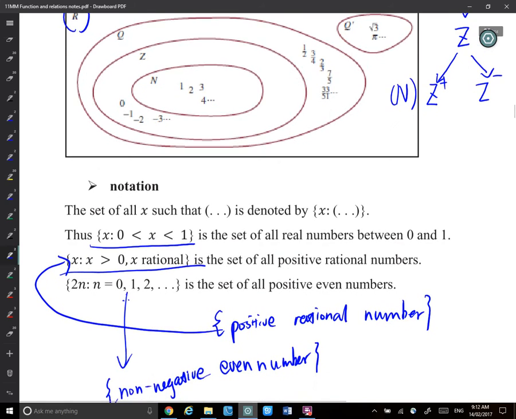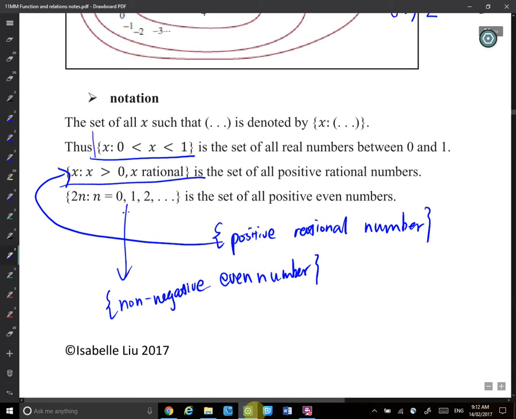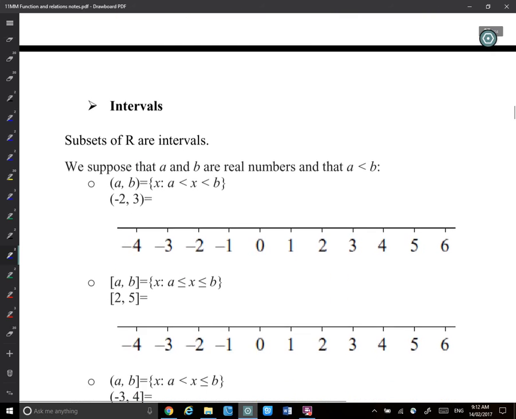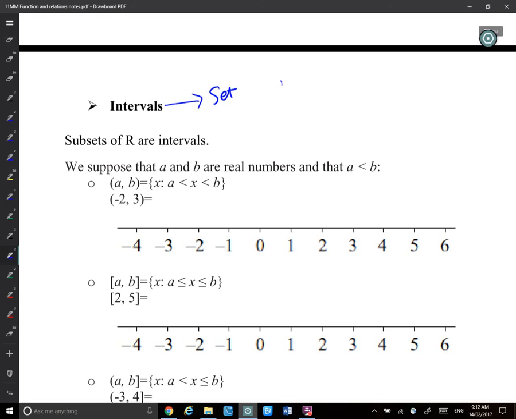Because of this, you can see that if I want to talk about all the numbers in between 0 and 1, I need to write x such that x is in between 0 and 1. It's a really long notation. I try to simplify things down, to reduce the difficulty of writing. So I will go to intervals. An interval is a set. It's a short notation for a set.